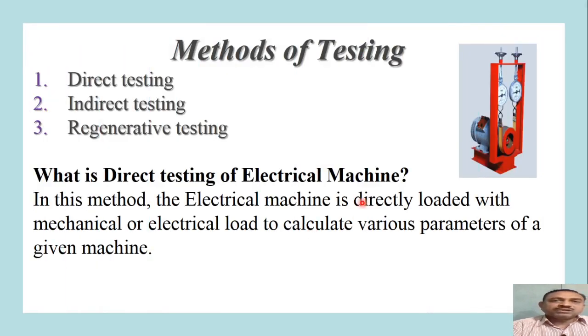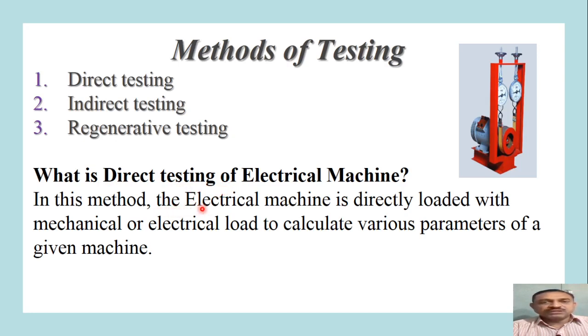Now what are the methods of testing of electrical machines? In electrical testing, we have three types: direct testing, indirect testing and regenerative testing. All these three methods we can use for the testing of electrical machines. In this particular video, we are going to learn about direct testing of electrical machines. So first let us know the definition or concept of direct testing of an electrical machine.